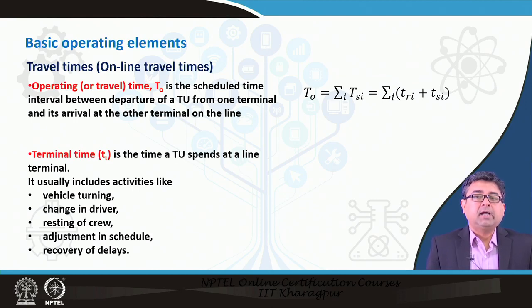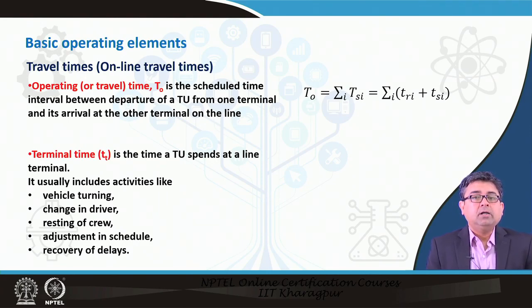So far we have looked at travel times between adjacent stations, and now if you sum up all those travel times along the adjacent stations, then you would arrive at what is called the operating time or the travel time. So, that is what the equation also shows.